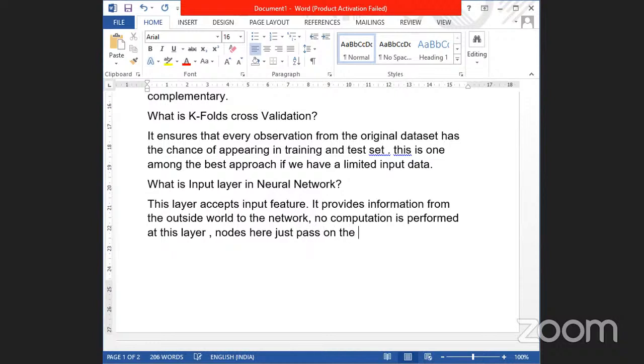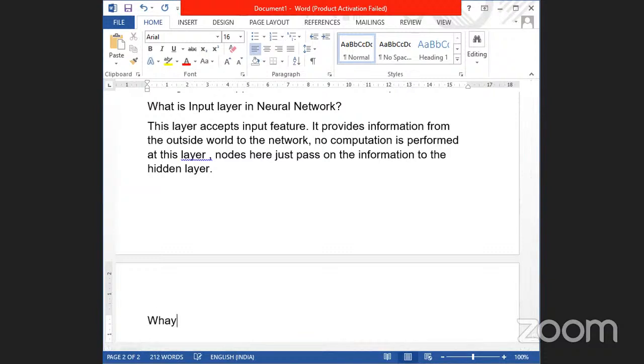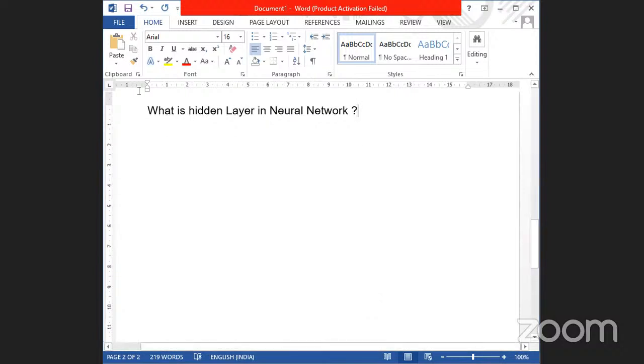Our next question will be, what is a hidden layer? Please write your answer in the comment.